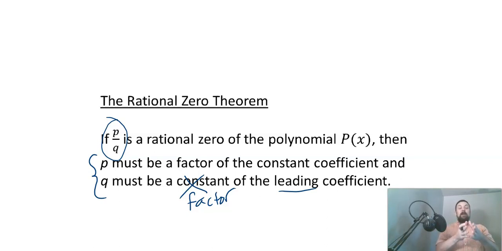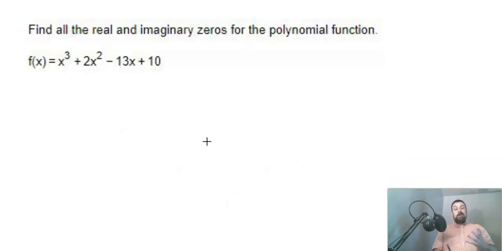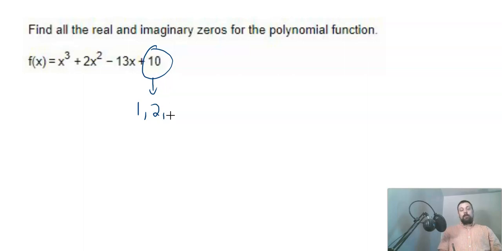If a number does not have both of those properties, it can't possibly be a 0 of our polynomial, so we shouldn't waste our time on it. Going back to this problem, our constant term is 10. Let's list out the factors of 10. 1 is always a factor of any number. 2 is a factor of 10. 5 is a factor of 10. And 10 itself is a factor of 10.